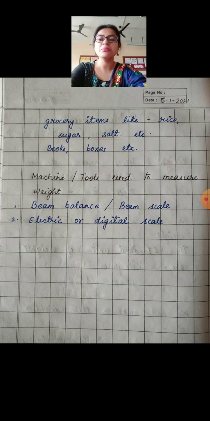One is the beam balance, also called beam scale. Second is the electric or digital scale, which is widely used nowadays. I am going to show you the picture of a beam balance as well as the electric and digital scale, which are used to measure the weight.